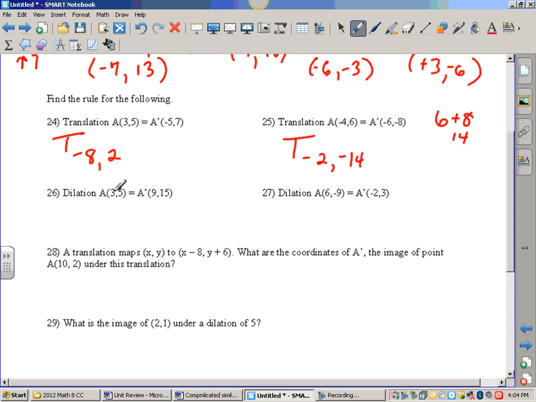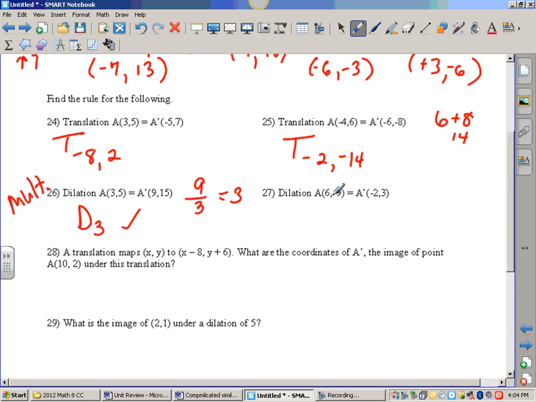Dilation, I went from 3 to 9. You have to remember that dilation is a rule of multiplication. The best way to figure out what your scale factor is, you put the new value over the original and reduce. 9/3 is the same as 3. We dilated by 3. Let's check it out. 3 times 3 is 9. 5 times 3 is 15. Perfect.